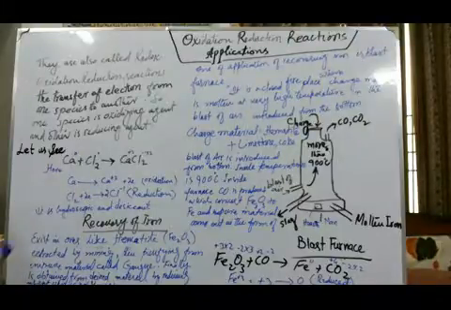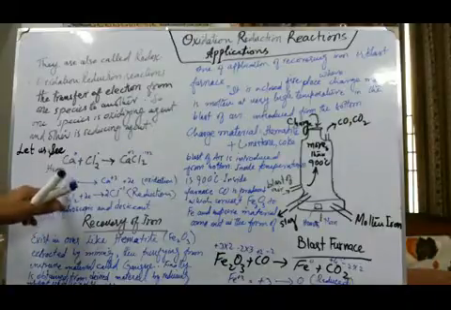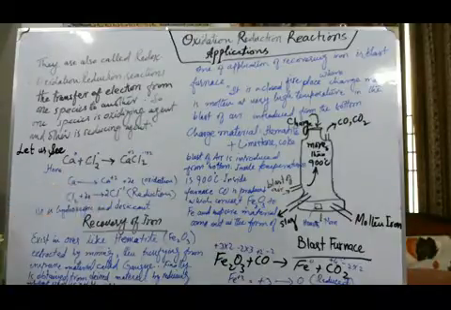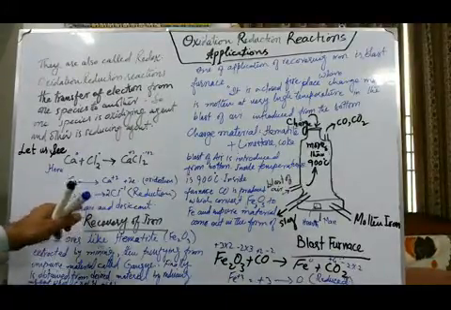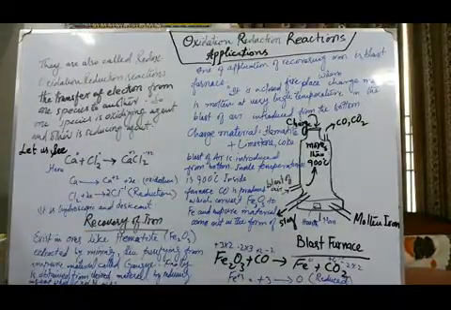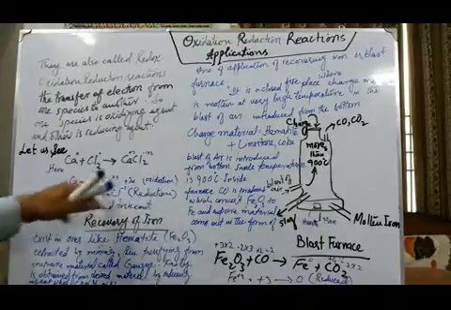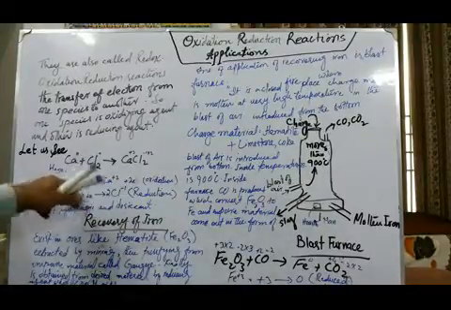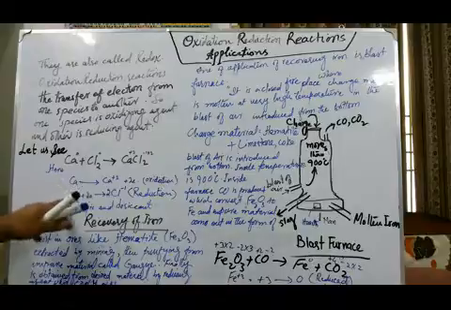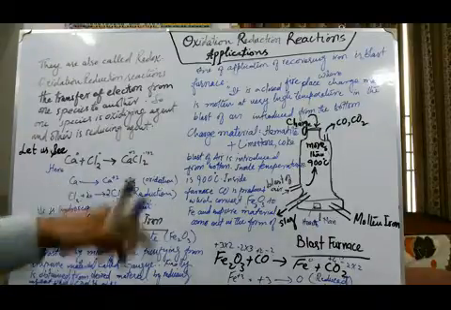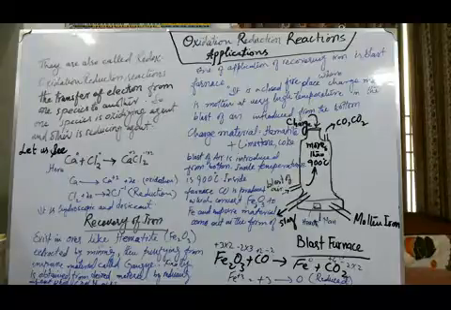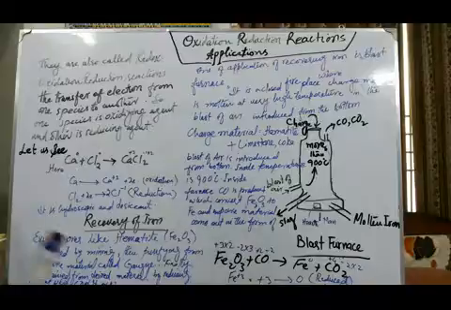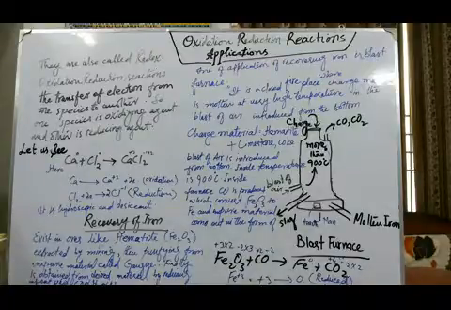It is shown in this example where calcium changed to calcium ion, which is being oxidized, and chlorine, which takes up the electron, is being reduced here. So calcium is a reducing agent and chlorine is an oxidizing agent. This compound is hygroscopic and desiccant because it can absorb the moisture.